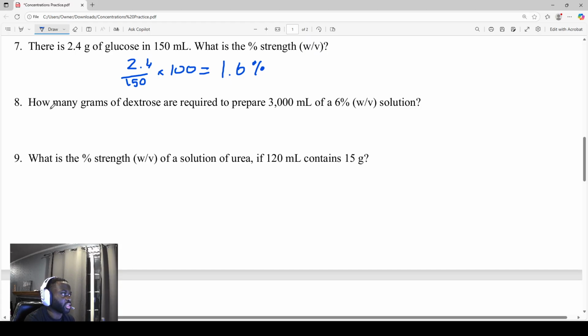Number 8 is asking us how many grams of dextrose are required to prepare 3,000 milliliters of a 6% solution. We got our 6% solution. We don't have our grams. We have our liquid. And now we just solve for x.